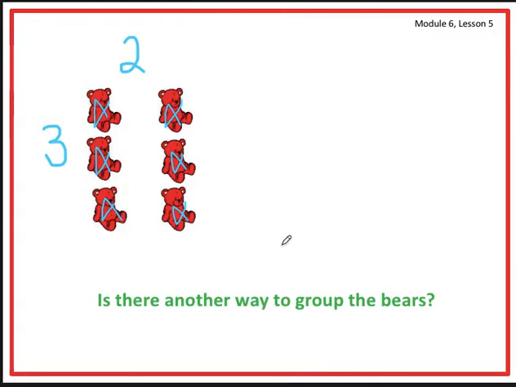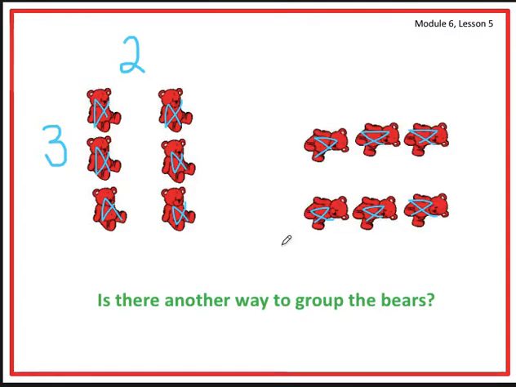And we can also flip it, turn it on its side. So instead of having 2 columns, we have 3 columns. And instead of having 3 rows, we have 2 rows. Okay, so that's another way that we can group the bears. We didn't even really have to do anything. All we did was just flip it on its side.